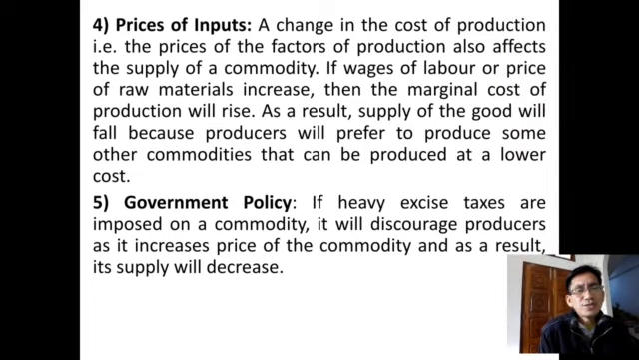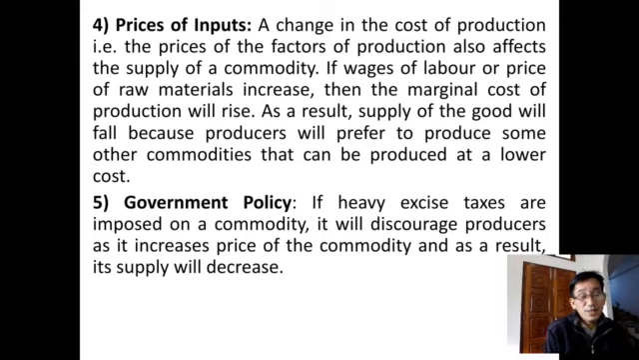A change in the price of inputs means a change in the cost of production, that is, the price of the factors of production also affects the supply of the commodity. If wages of labor or the price of raw material increases, the cost of production rises, and then the marginal cost of production will rise. So as a result, supply of the good will fall.